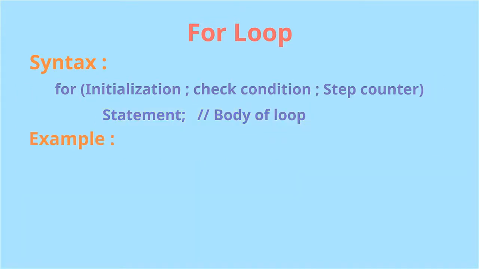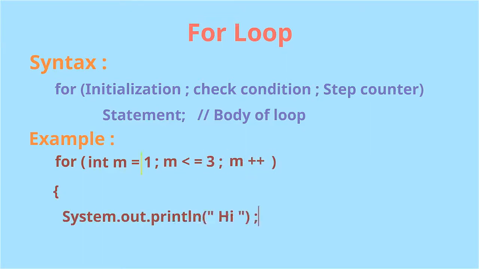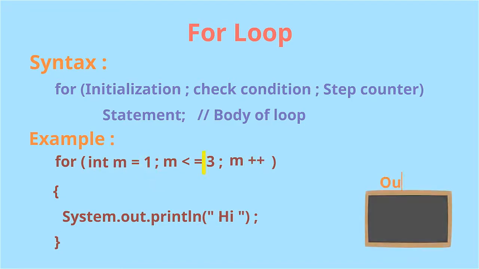Let's see an example of for loop. Here we have start condition as 1 and end condition as less than or equal to 3 and increment counter of 1. So this loop will start from 1 and increment by 1 and execute 3 times. You can also run the same loop in reverse by giving start counter as 3, condition that it is greater than or equal to 1, and step counter as minus 1. This loop will also execute 3 times.